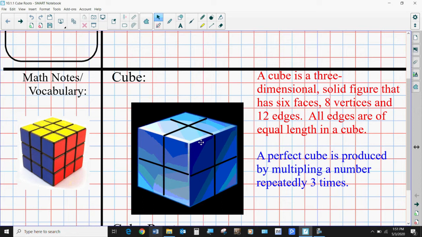It takes up space. And so the measurement that we're going to be using for how much space it takes up is volume. Now, a perfect cube is produced by multiplying a number repeatedly 3 times. That's going to be something that we're going to get into in this lesson. Knowing that the cube has all edges the exact same length, the same measure, and all of the faces are going to have all the exact same measures, the number of square units, the area. That's one thing that makes a cube unique.